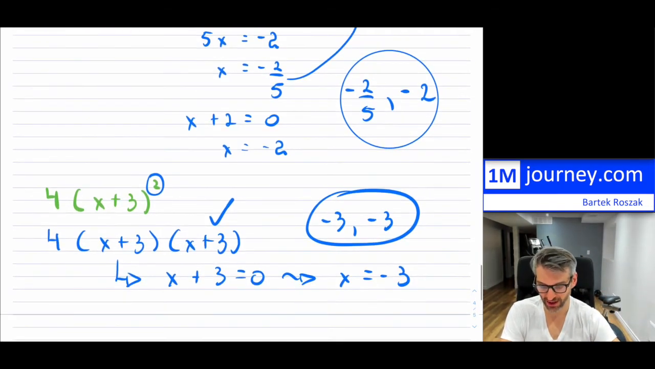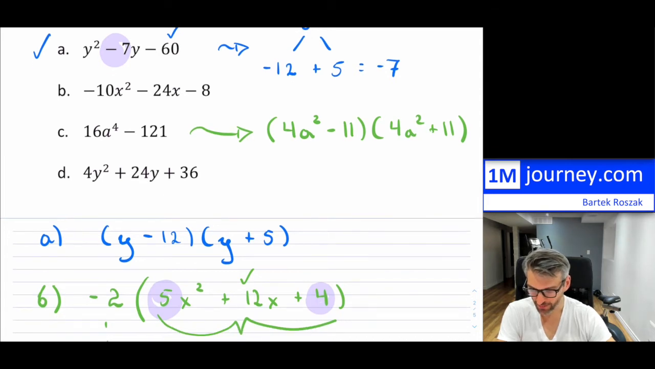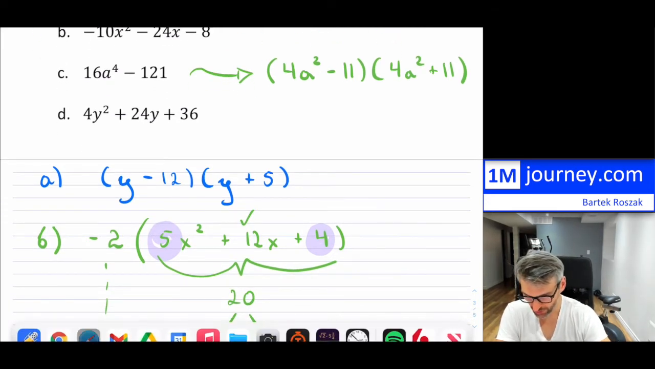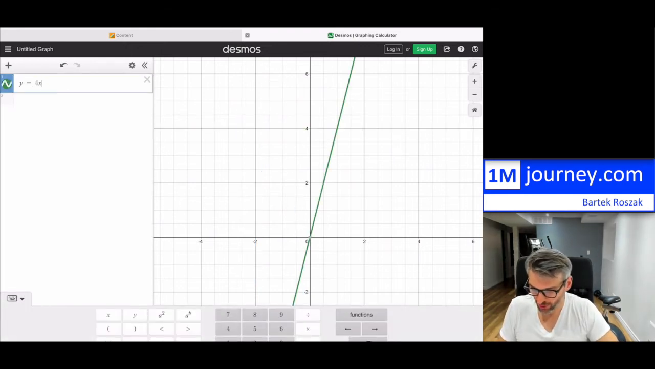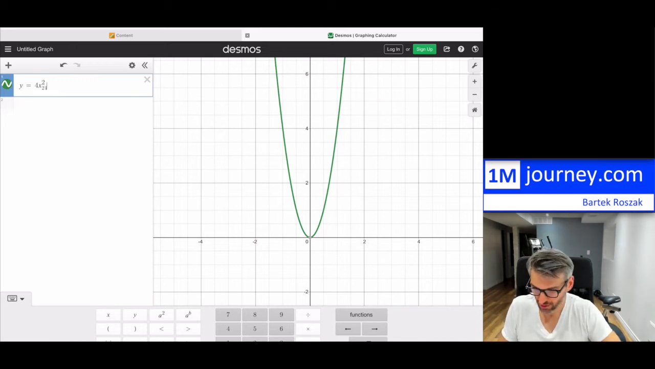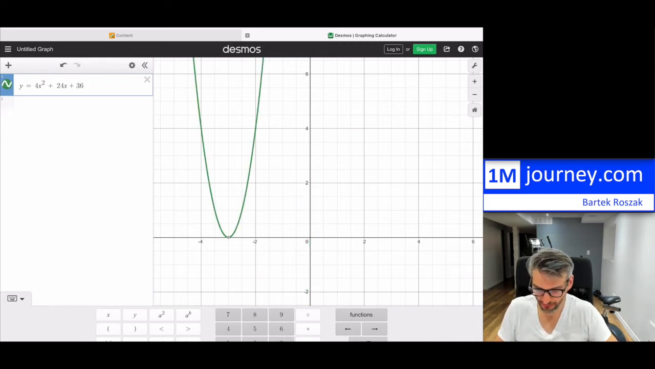And then the last one here, here's the factored form of it. You can plot the original one, which was 4y squared plus 24y plus 36. So 4, 24, 36. There we have it. And look at that.